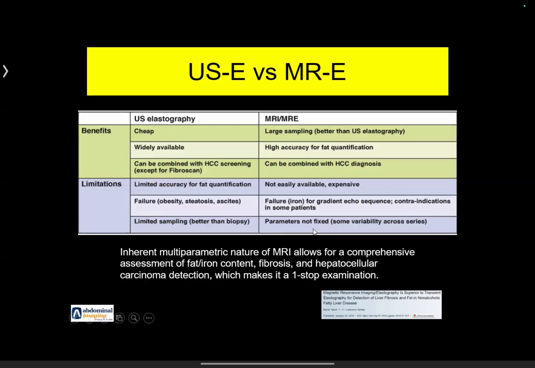But ultrasound is very widely available. It is cheap, so you don't have to do MR elastography in all cases. So that is the mission IRA is running right now, promoting ultrasound elastography.